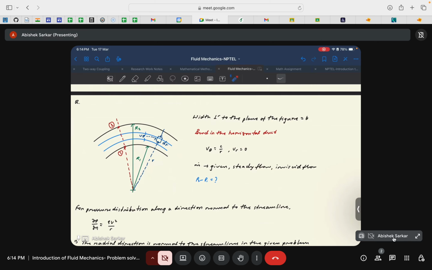You have the axial velocity component and the radial velocity component. The radial velocity component is 0, so it has only one velocity component. This is only in the radial direction. So you need to find the pressure difference between points 1 and 2, P1 and P2, and you need to find the mass flow rate, given the flow is steady and inviscid. Okay, you need to find these two things.